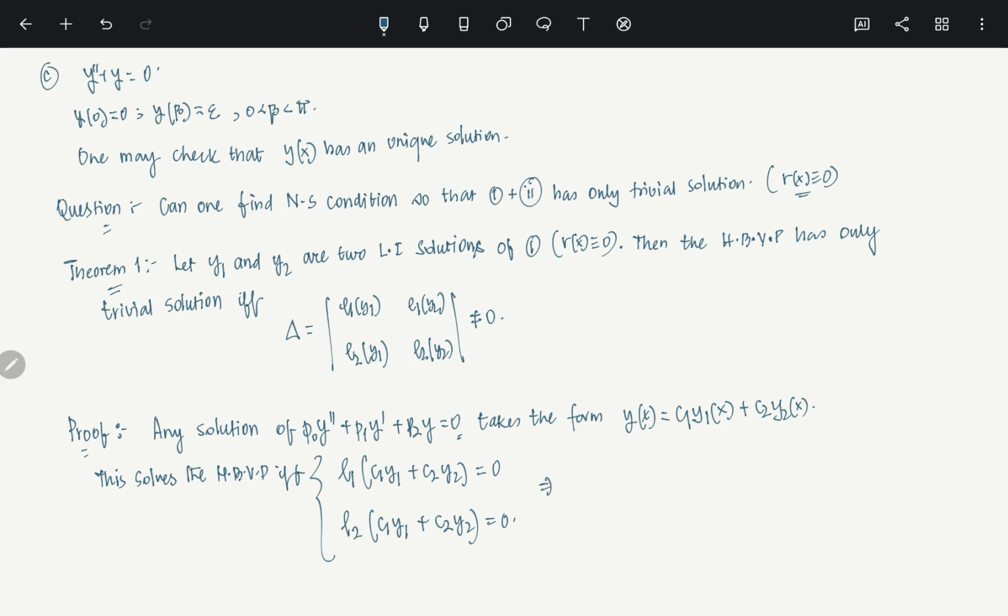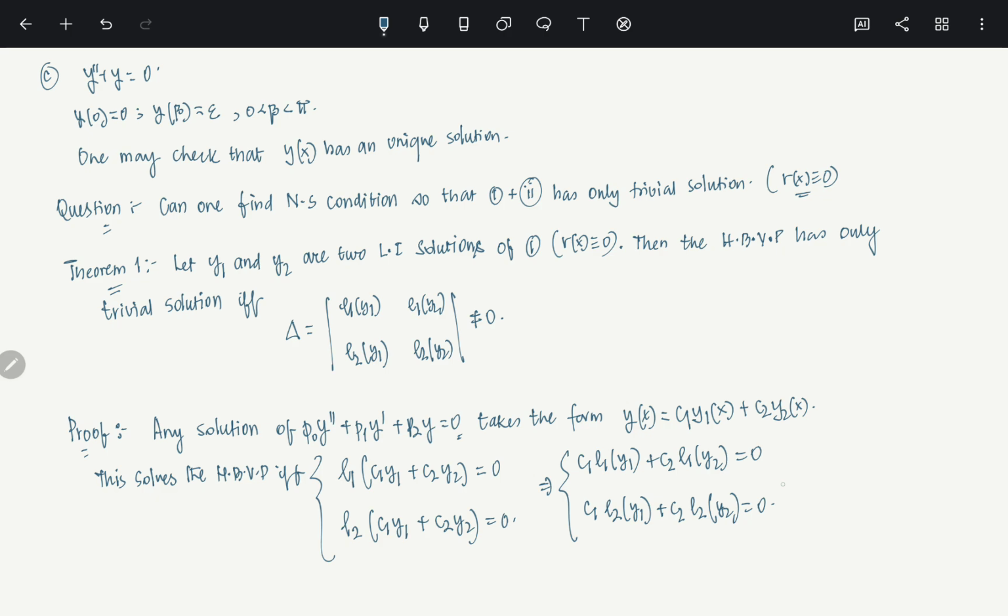Okay, so what does it imply? See, L1 of c1 y1 plus c2 y2 will look like c1 times L1 of y1 plus c2 times L1 of y2. This is 0. L1 is basically a linear function of y, so we can just break it up. And again, you can write c1 times L2 of y1 plus c2 times L2 of y2 is 0. Clear? If c1 and c2 are 0, then y is trivial.